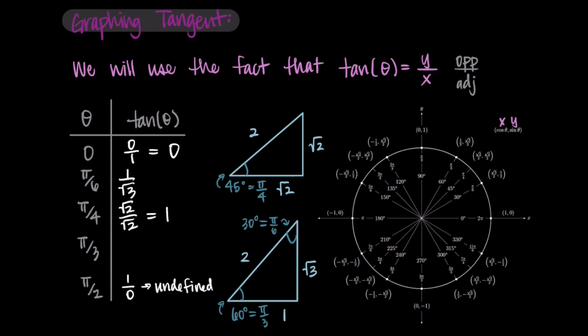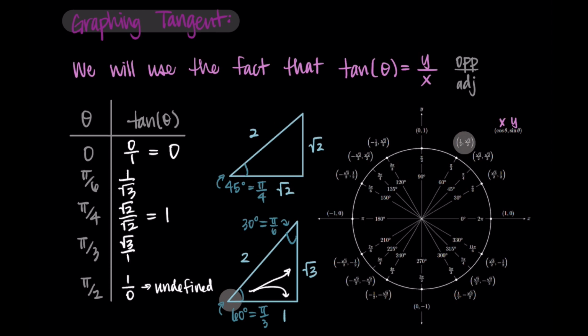Then for pi over 3, we're going to use our second reference triangle. So we do opposite, square root of 3, over adjacent, which is 1. So we get square root of 3 as our tangent value. You could use the unit circle if you want, do y over x, and you should get the same thing.